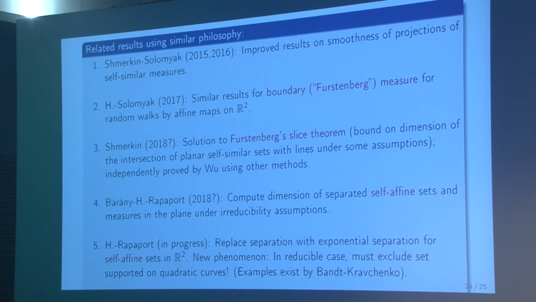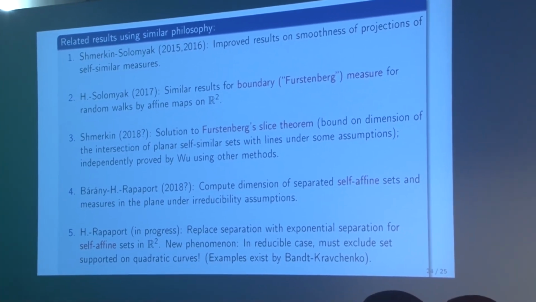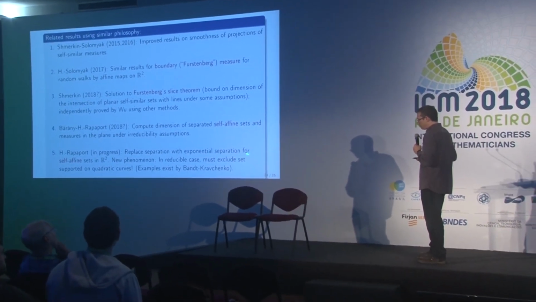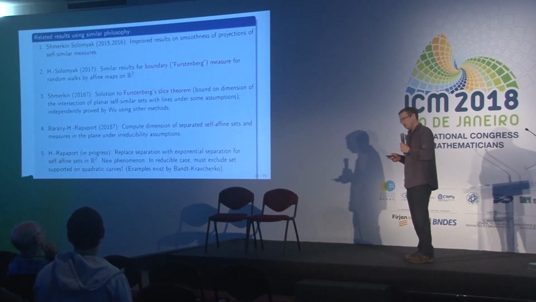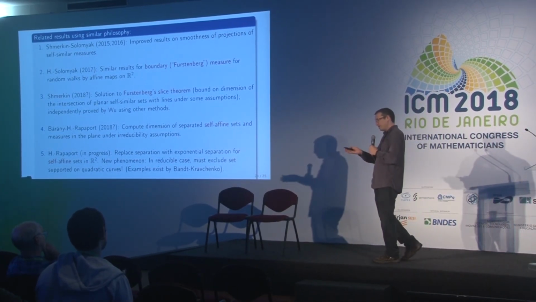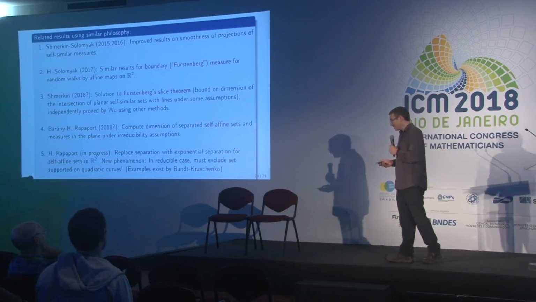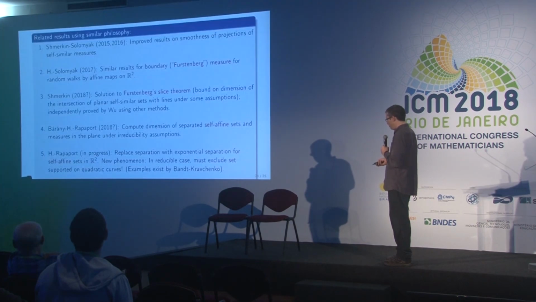There is an interesting feature there, which is that in the case that the matrices are not totally irreducible, there is a new algebraic obstruction, which is that you have to exclude the possibility that the set sits on a quadratic curve. So somehow it's possible for the random walk to be attracted to an algebraic curve, and you have to exclude that explicitly. It can happen. Such examples were, I think, first shown by Bárány and Kravchenko.